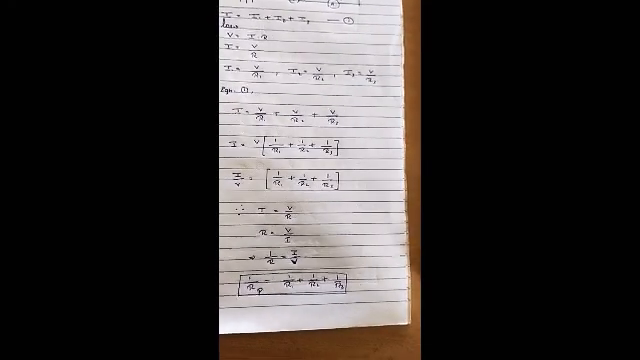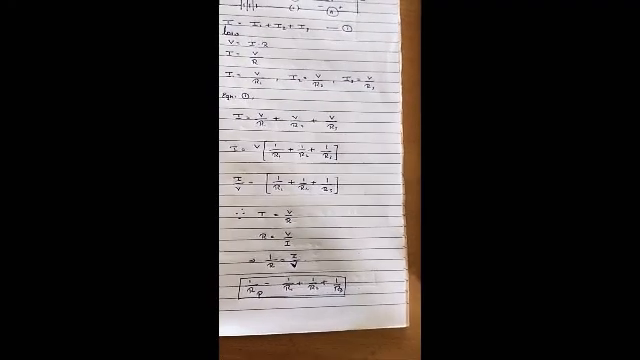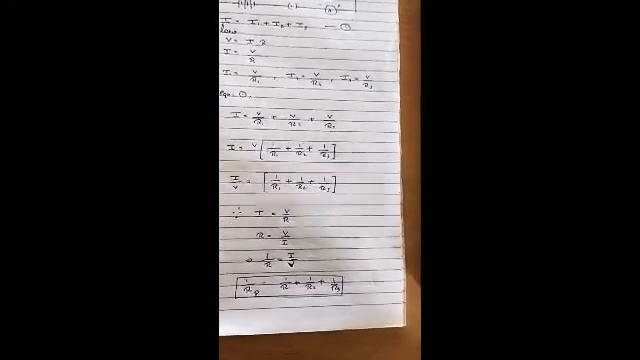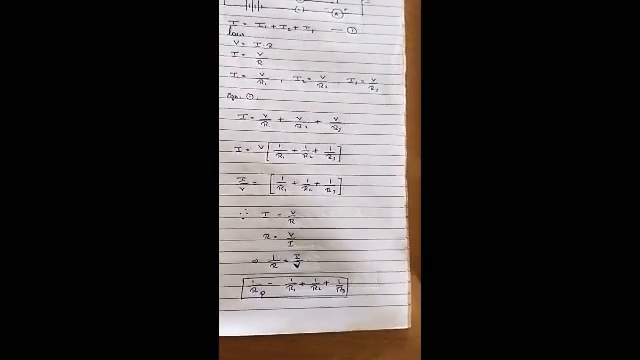For resistors connected in series, Rs is equal to R1 plus R2 plus R3. But if they are connected in parallel, 1 by Rp is equal to 1 by R1 plus 1 by R2 plus 1 by R3.